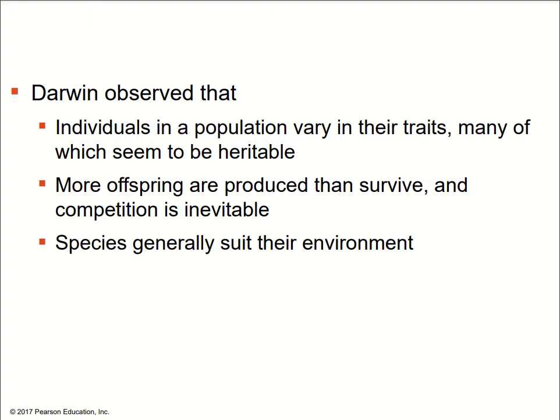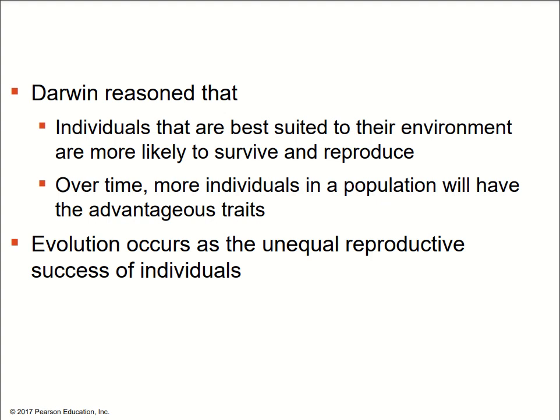Now, Darwin observed that individuals in a population will vary in their traits. Many of those traits seem to be heritable. More offspring are produced than survive. Therefore, there is competition for the resources available in that environment. Species generally suit their environments. Darwin reasoned that individuals that are best suited to their environment are more likely to survive long enough to reproduce. Over time, as these factors compound over and over again, more individuals in a given population will have that advantageous trait.